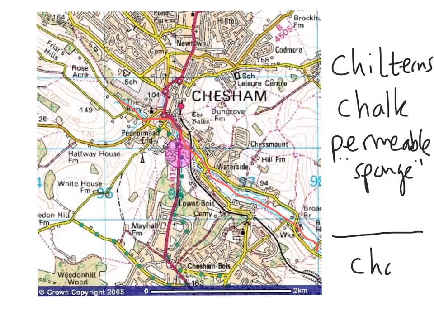So if we have our chalk underneath, this time when it rains on our chalk, it is absorbed into the ground. So there is very little evidence of water on the surface, which is why in the Chilterns there are only a very small number of rivers, one of them being the River Chess.